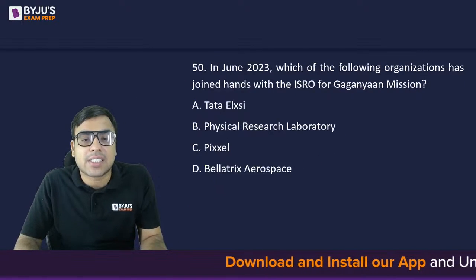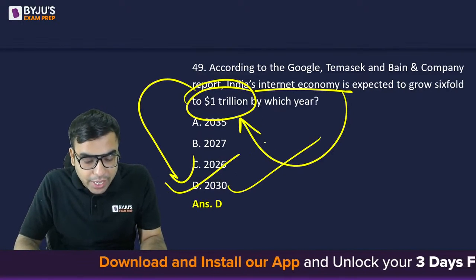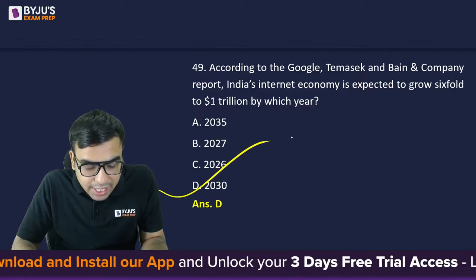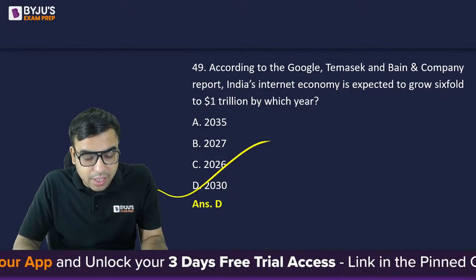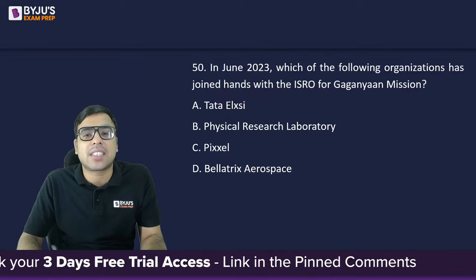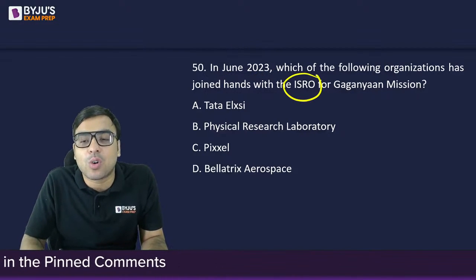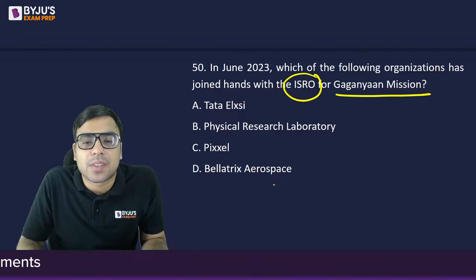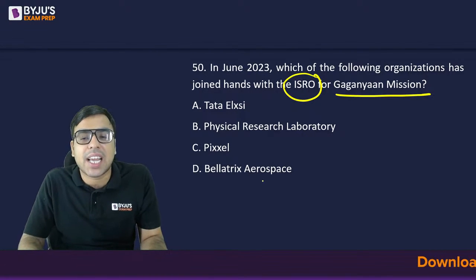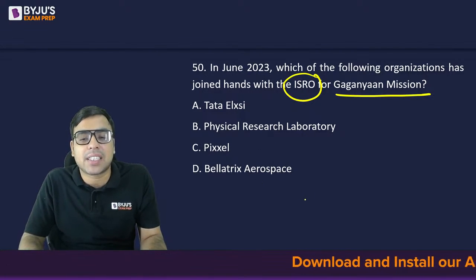Yes, so D is the right answer to this question. You must be knowing it. 2030 तक याद रखिएगा. ठीक है. So yes, you all are right. The next is: in June 2023, which of the following organizations has joined hands with ISRO for the Gaganyaan mission? Tata Elxsi, Physical Research Laboratory, Pixxel, Bellatrix Aerospace.